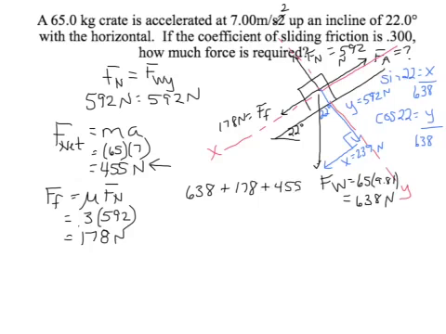So when I put all that together, it should equal my applied force. I have 638, not 638 down the ramp, that's bad. 239 down the ramp, I accidentally looked at that number. 239 down the ramp, 178 down the ramp for friction, and I know that I must have 455 more than both of those in order to get this to accelerate up the ramp at 7 meters per second squared. So the applied force that I must use is 872 newtons.